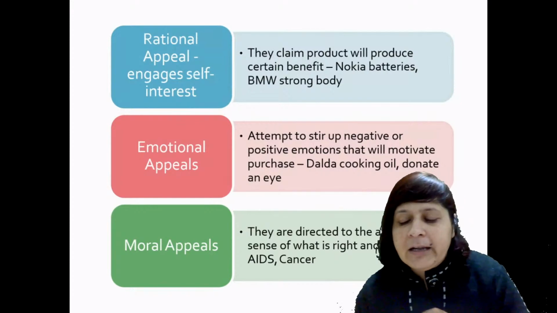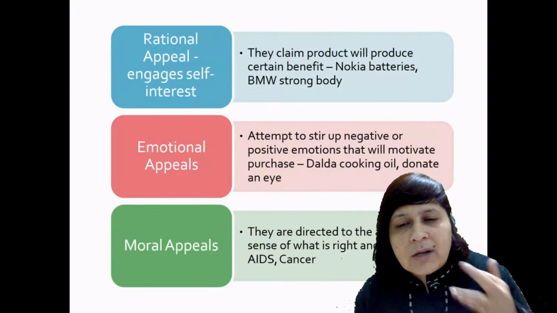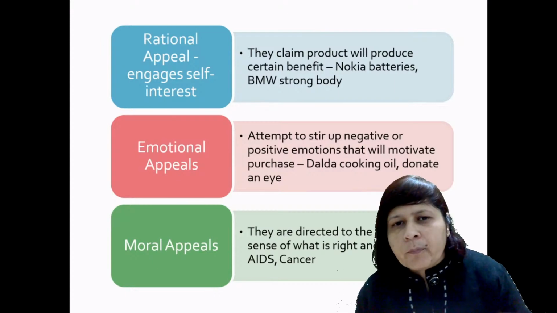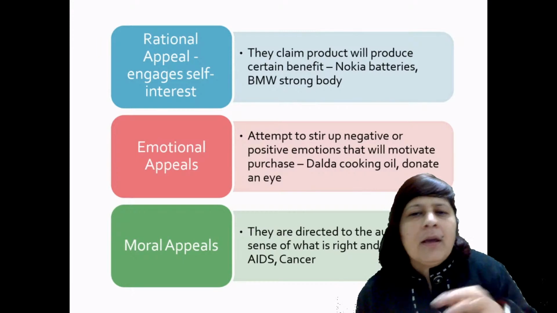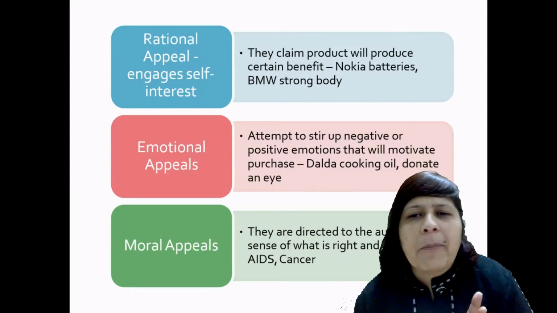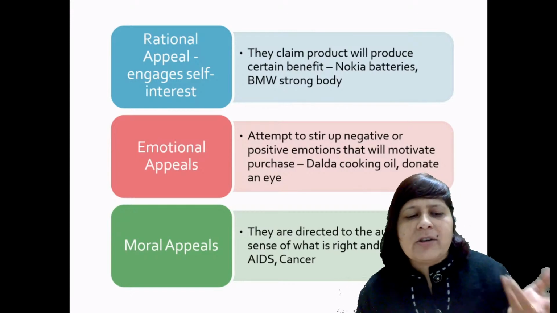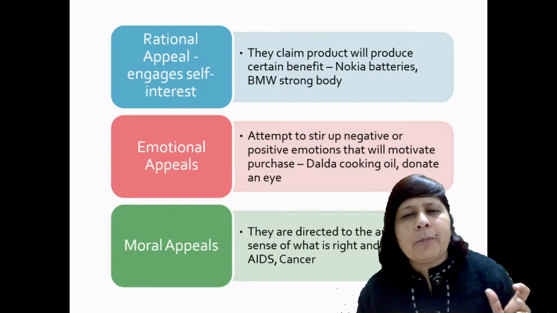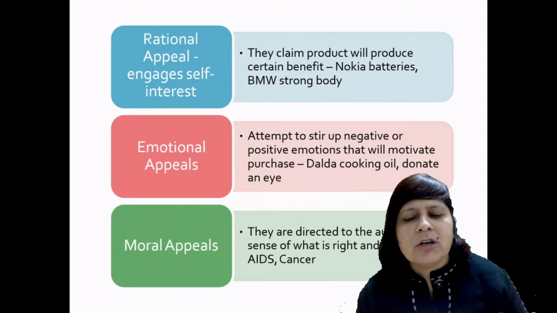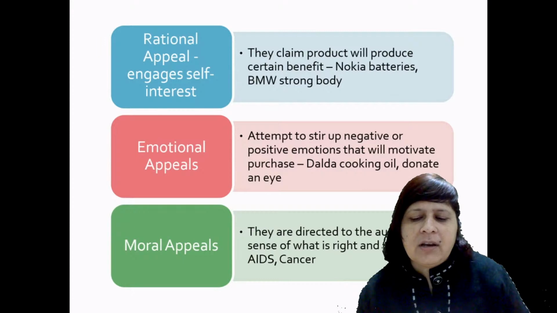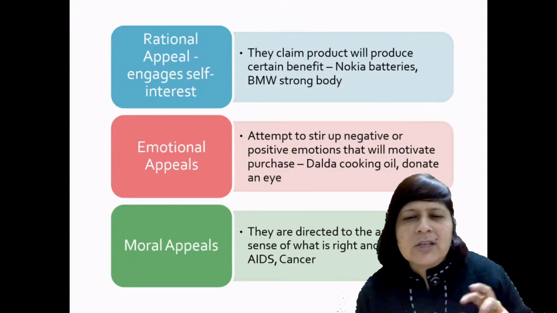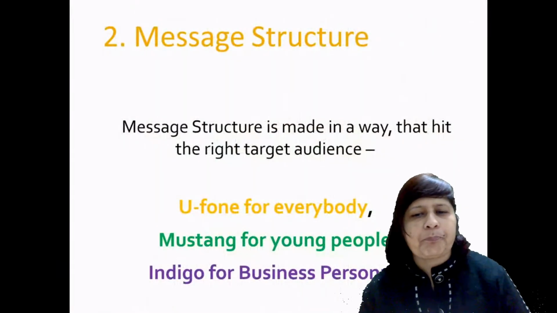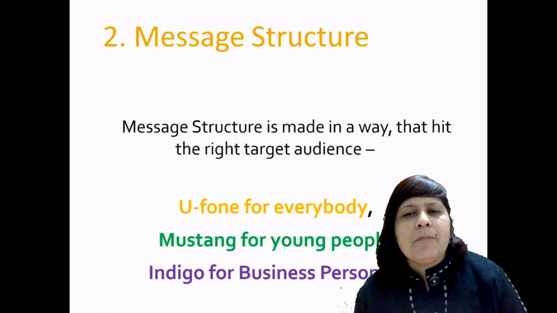And then the moral appeal is directed to the audience's sense of what is right and proper. छूने से एड्स नहीं फैलता, right? That is moral appeal. You might have seen the ads of tobacco, right? So these are the appeals. Rational appeals, when you claim that the product will produce certain benefits. Emotional appeal will stir up positive or negative emotions. Or the moral appeals, directed to the audience, tell what is right and what is not, right? And next is message structure.